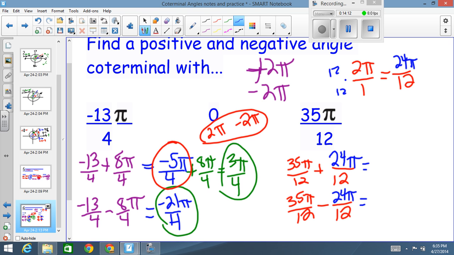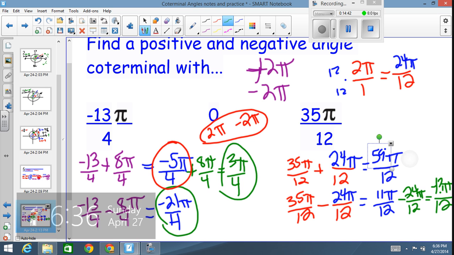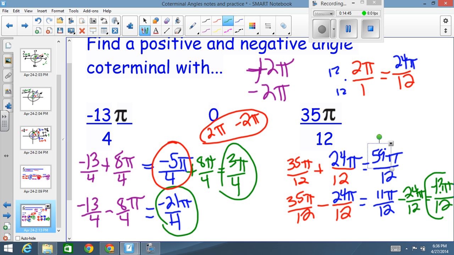Okay, up here I'm going to get 59 pi over 12. And down here, I'm going to be left with 11 pi over 12, which unfortunately is still not negative. So I'm going to have to go one step further, and I'm going to have to subtract 24 pi over 12 again. And that's going to leave me with a negative 13 pi over 12. So there's my negative, and you can use either this or this as your positive. Okay.